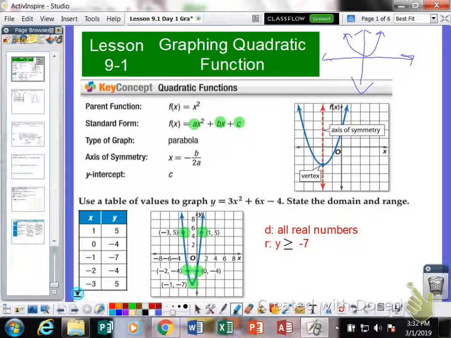State the domain and the range. The domain would be all reals because I can put anything I want in for my domain, any value I want. But what comes out is you see that our parabola stops right there. So that's where it's going to stop. Now, we're going to learn some other things coming up about what the a, the b, and the c would mean that would help us. So y is greater than or equal to negative 7 for our range.